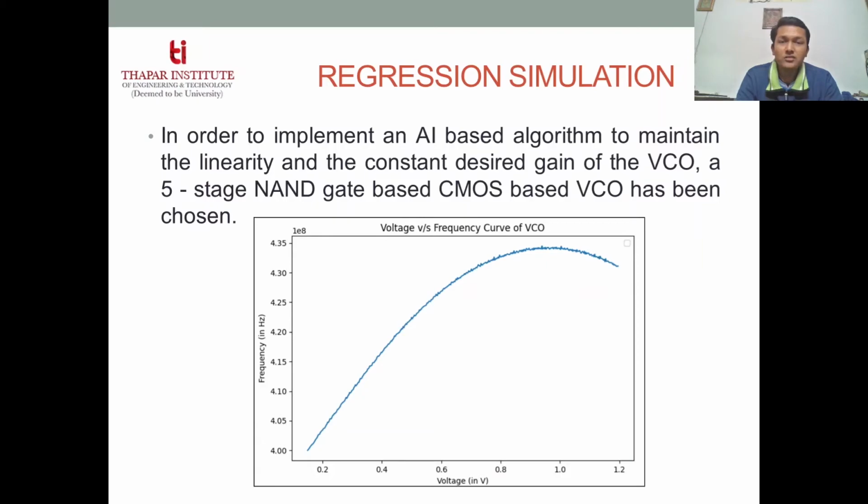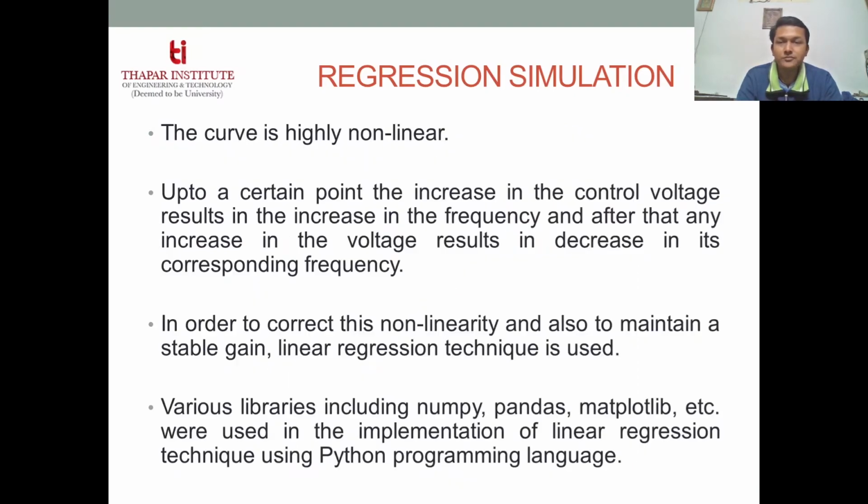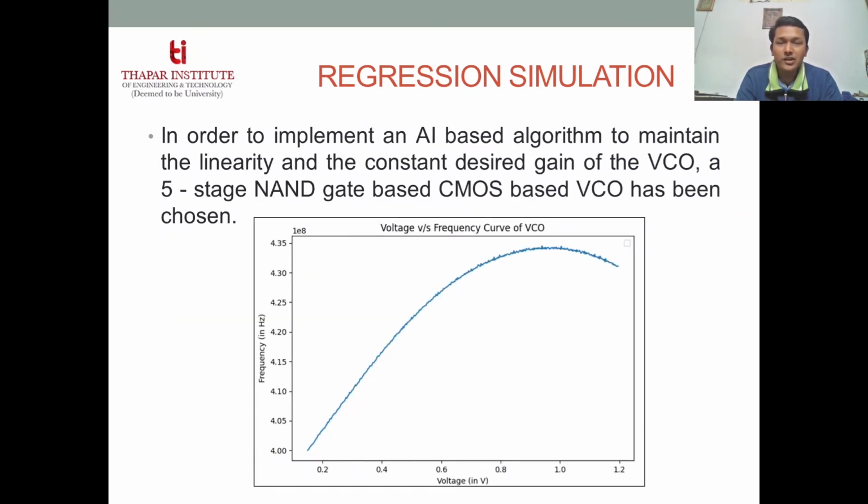So now, in order to implement the artificial intelligence based algorithm to rectify the non-linearity and maintain a stable gain of VCO, a five-stage NAND gate based CMOS VCO was chosen, and its voltage to frequency curve is shown in the figure through the blue line. And as we can see, the curve is highly non-linear, and up to a certain point the increase in voltage results in the increase in frequency, and after that any increase in voltage results in a decrease in frequency, which makes it non-linear.